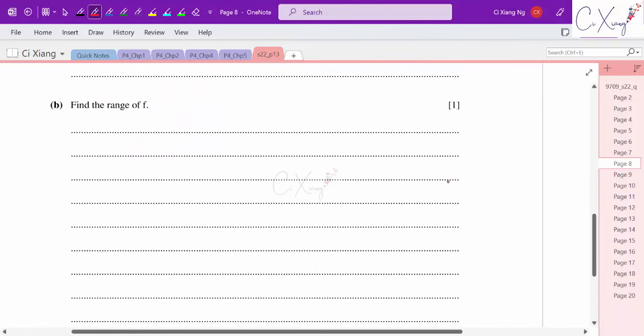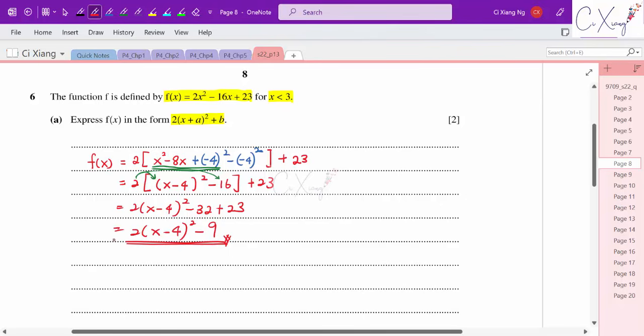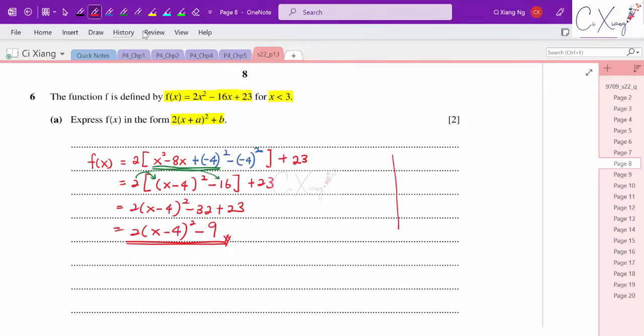Now we proceed to part B. Part B, they want us to find the range of f. To find the range of f, basically you need to have the idea how the graph looks like for this particular curve. According to what we have here, we know that the vertex is x equals 4 and y equals negative 9. Because this value is positive, it should be a U-shape. The U-shape's vertex is a minimum point, which means we have a minimum point at (4, negative 9).